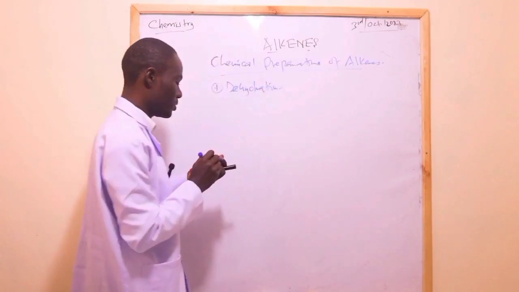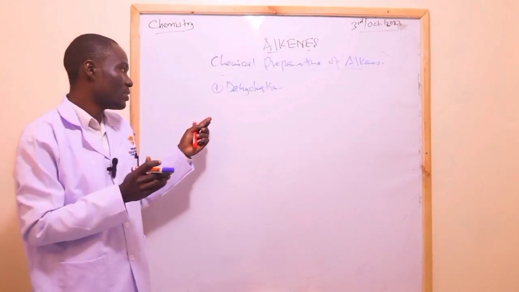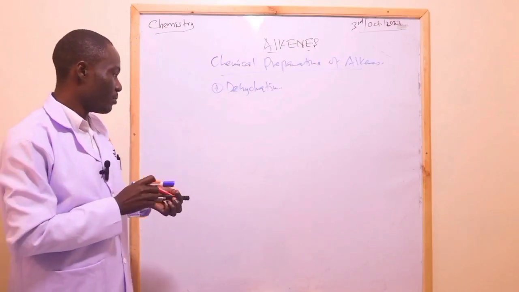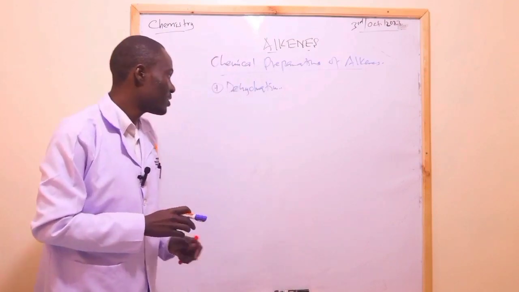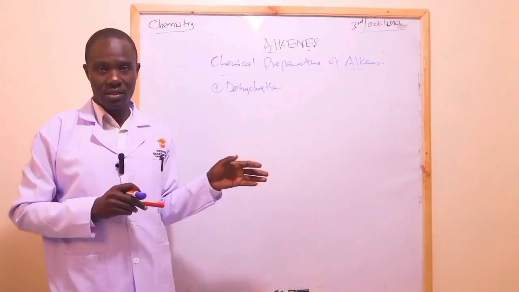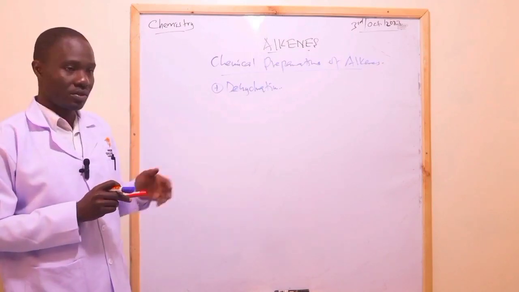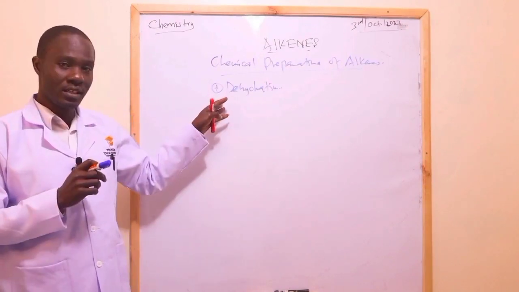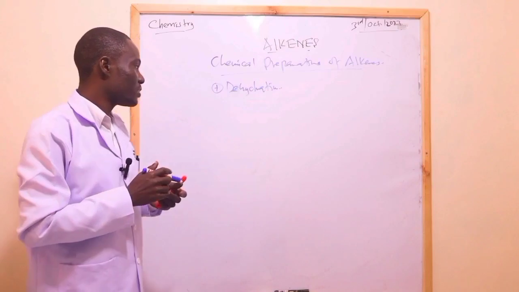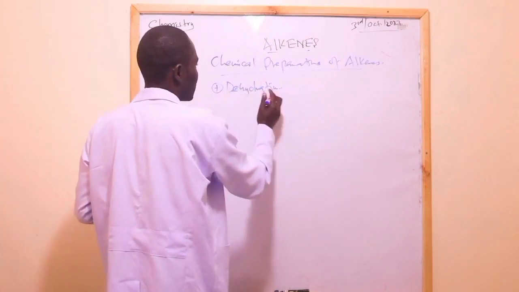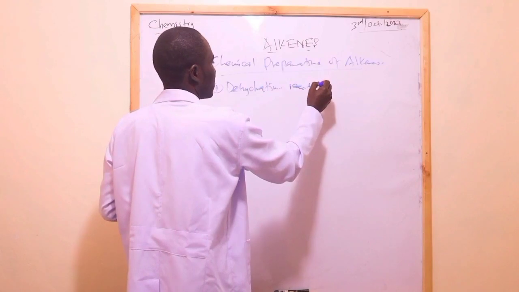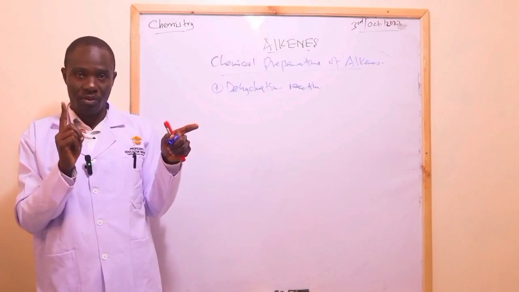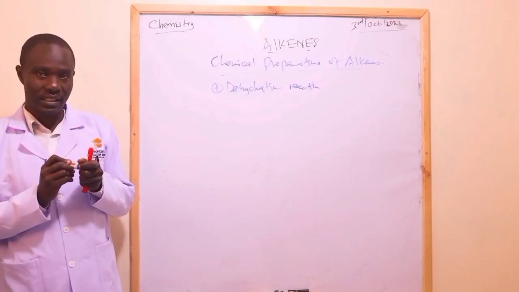Dehydration, as you know, is a chemical reaction that contributes to the removal of water molecules. In this case, the most common dehydrant in chemical reactions is normally concentrated sulfuric acid. So we shall be using that in this process. We have this dehydration reaction. I'll be using the first member of alkene as a case study, as an example.